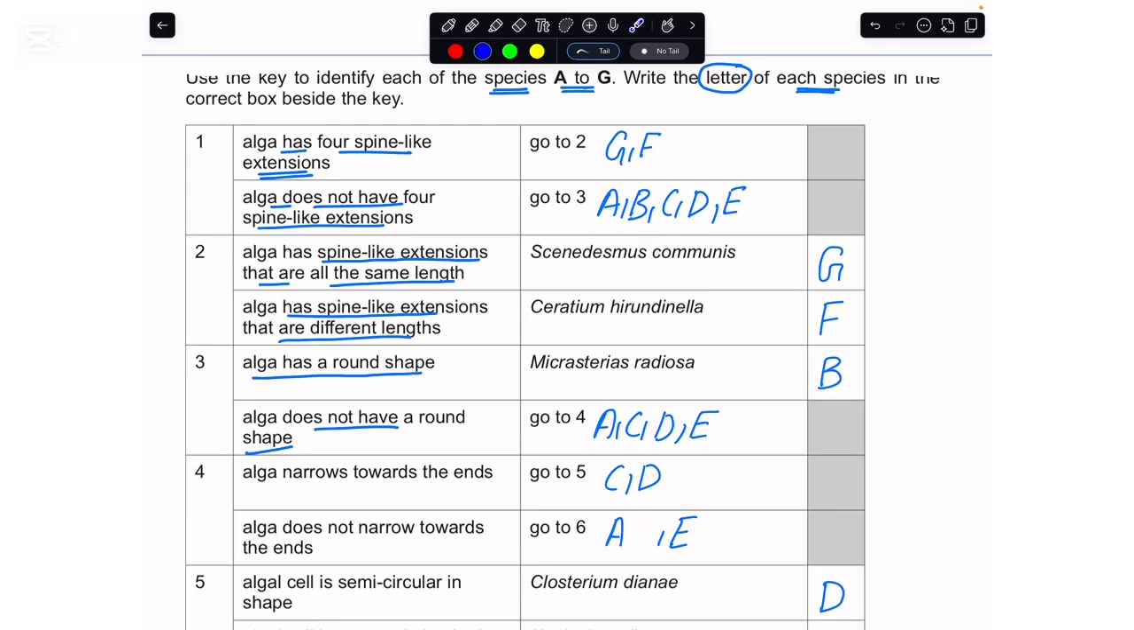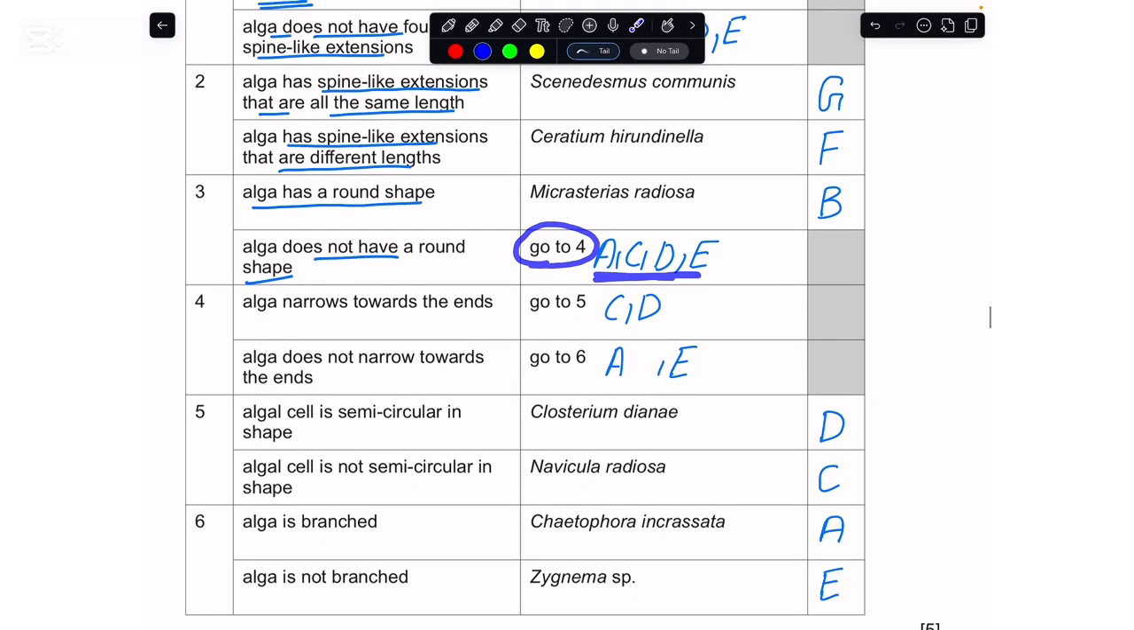So this means that the algae that does not have a round shape, we are required to be writing A, C, D, and E. This is for your convenience actually. Now, for these four letters, I am required to go to 4. And in 4, I have to make a choice between A, C, D, and E.